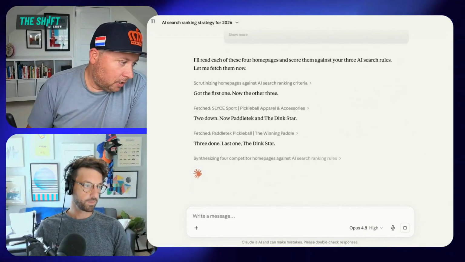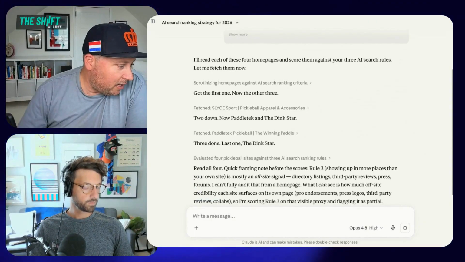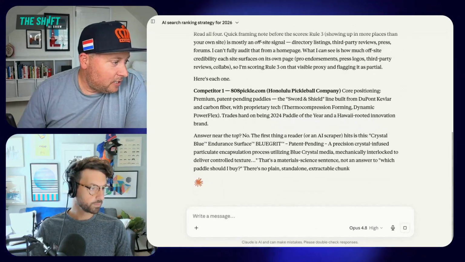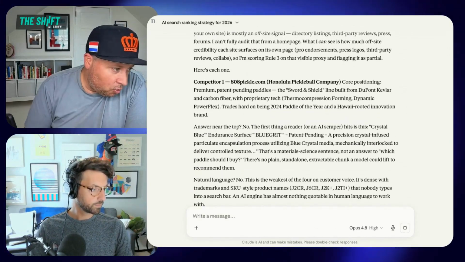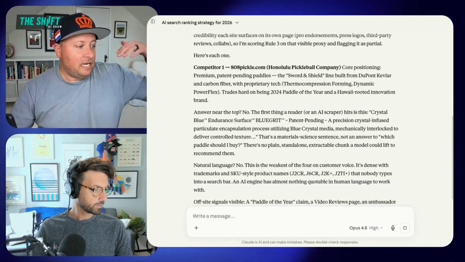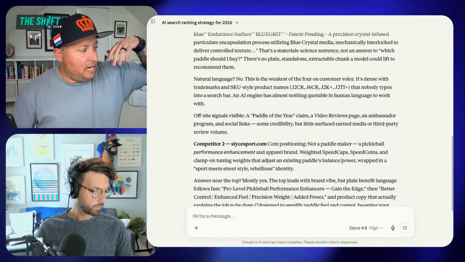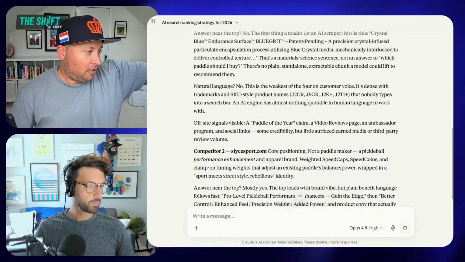So it's analyzed 3 now. And it's now analyzing the final site, the 4th competitor, and here we have our output. I'm not going to sit here and read the whole thing to you, but it gives me what their core positioning is. It tells me, did they answer customer questions near the top? Did they write in natural language?